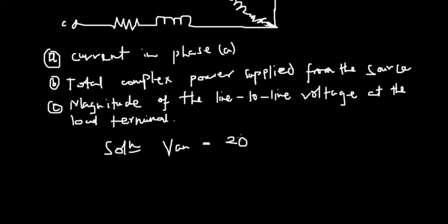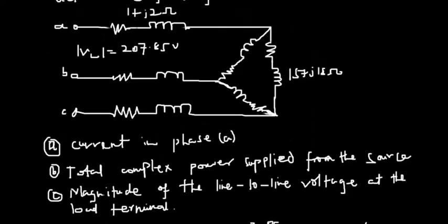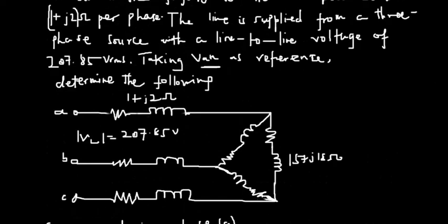So we have 207.85 divided by root 3, and this will give us 120 volts.